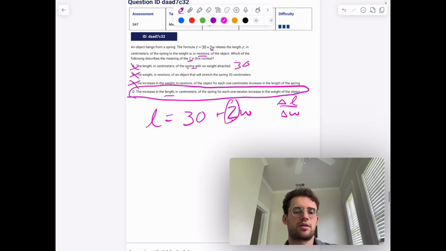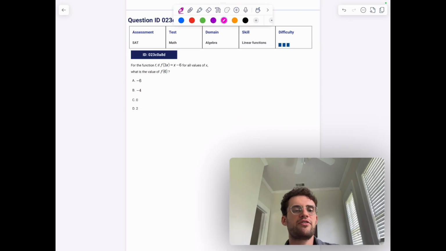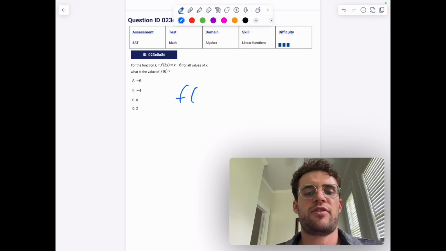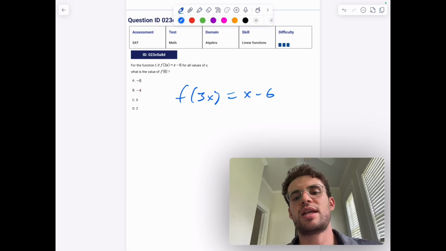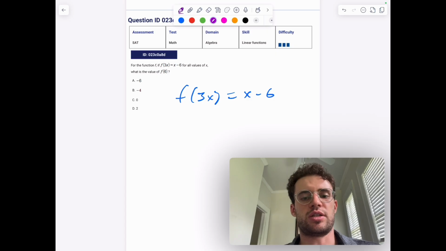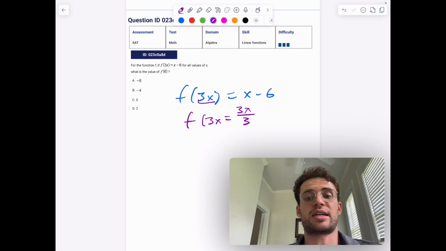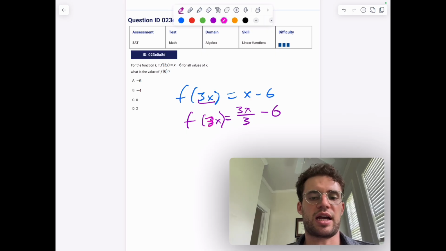So D is correct. For the function f, if f of 3x equals x minus 6 for all values of x, what is the value of f of 6? We have here, if f of 3x equals x minus 6, and if we want to put this in terms of 3x, right? So if 3x is here, we could rewrite this as f of 3x equals 3x divided by 3, because 3x divided by 3 is x, minus 6. See, the reason I'm doing that is just so that you have this 3x preserved, and then you could change it for something else.